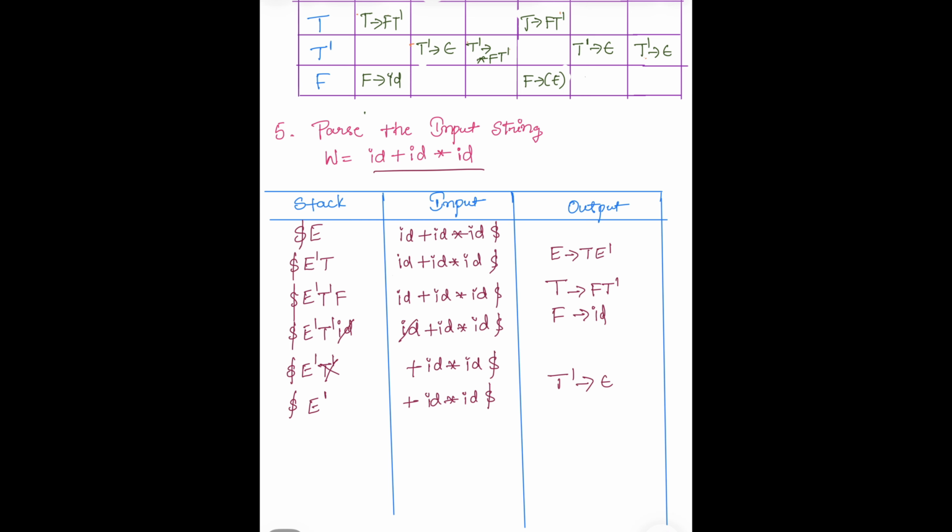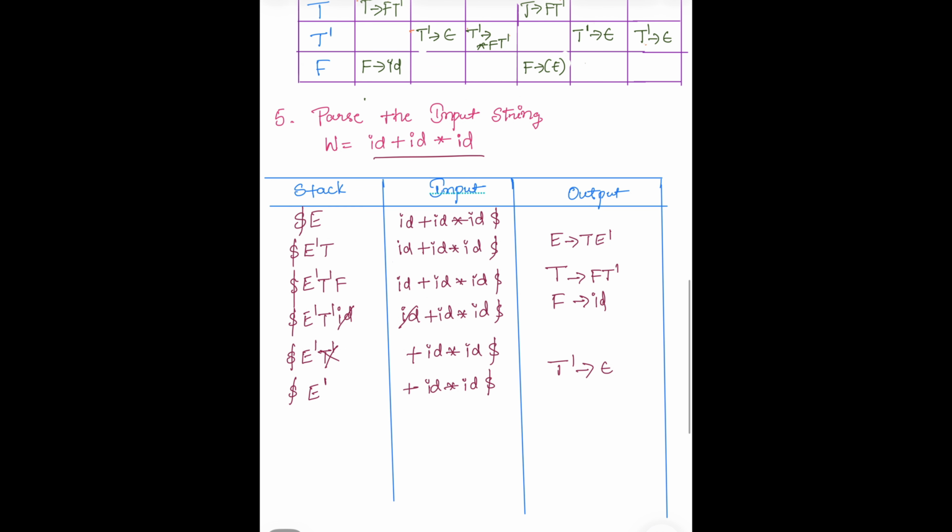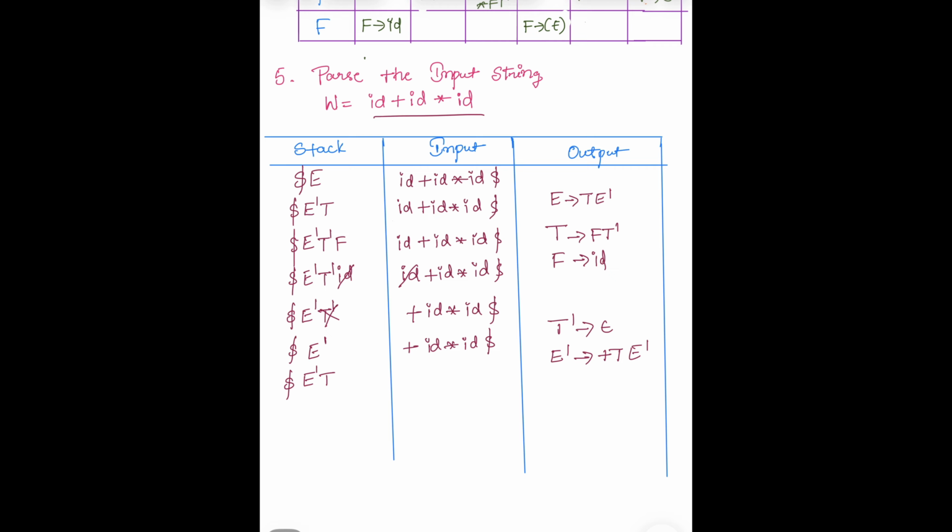The top is E prime and the current input is plus. From the parsing table, for E prime and plus we have E prime produces plus T E prime. So the next stack will be dollar E prime T plus, then plus and plus get cancelled. ID star ID dollar will remain the same. Next, we go to the step dollar E prime T, with input ID star ID dollar.